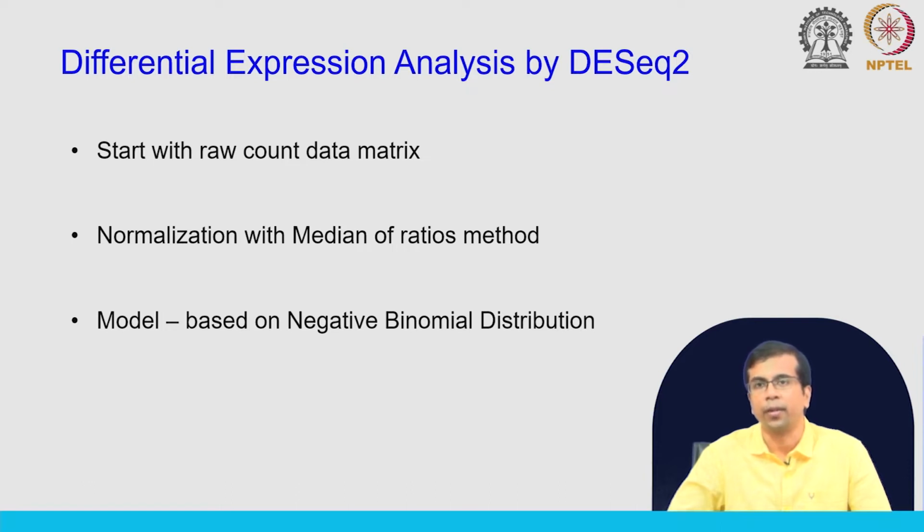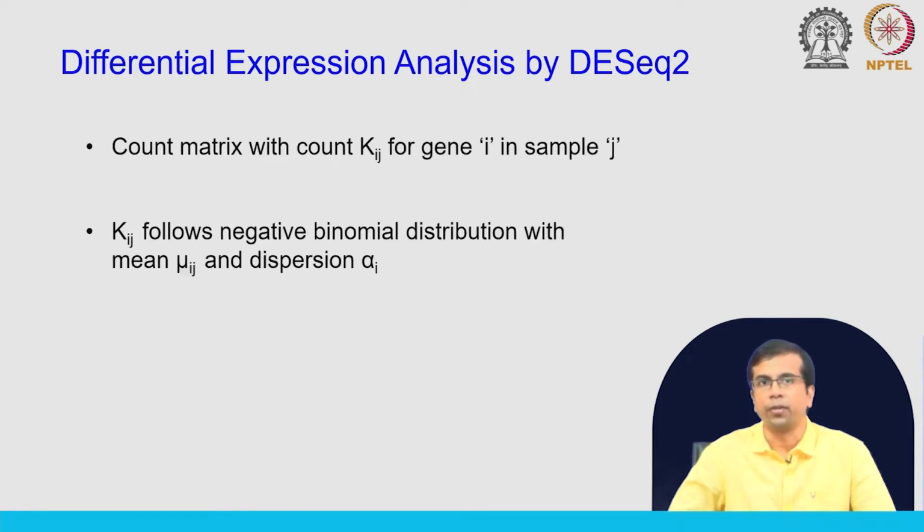So, whether some genes are showing a difference in expression. In terms of differential expression we get the log fold change value, or LFC. Again, I will remind you the terms. We start with a count matrix with count K_ij for gene i in sample j, and DESeq2 assumes that K_ij follows a negative binomial distribution with mean mu_ij and dispersion alpha_i.